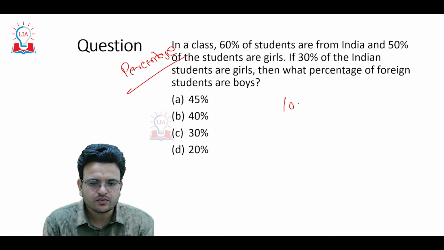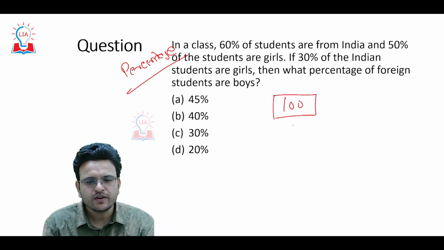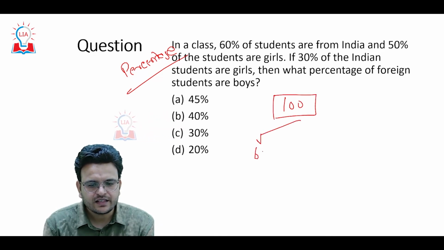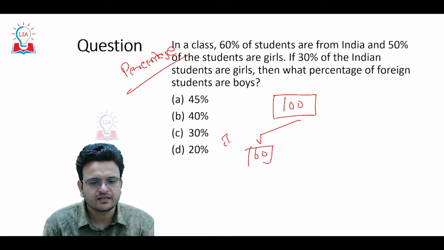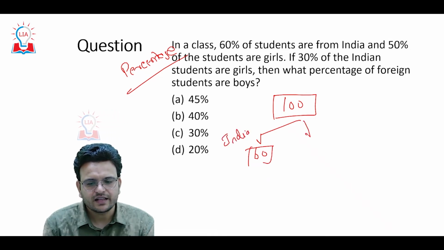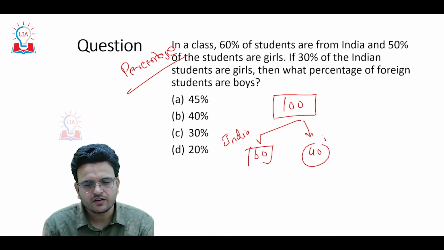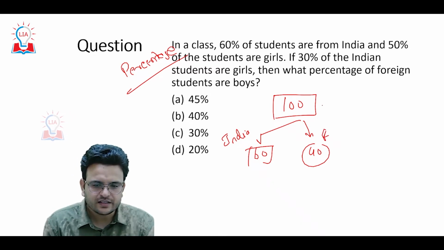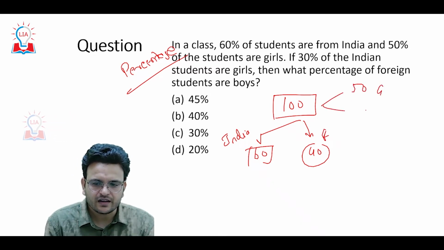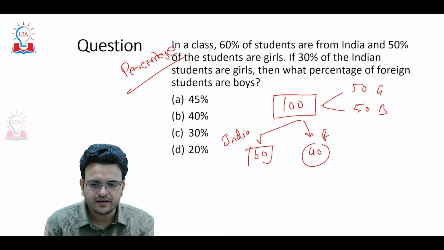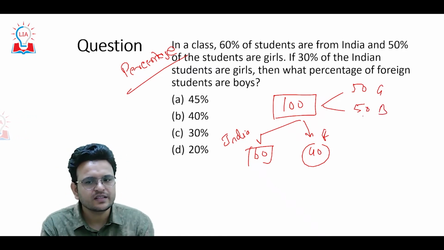Consider total students are 100. Out of 100, 60 came from India. Okay, then definitely 40 are foreigners. Among 100 students, 50 are girls, then definitely 50 will be boys. This is the information they have given.